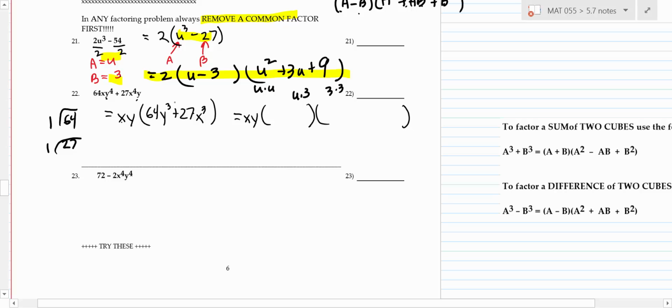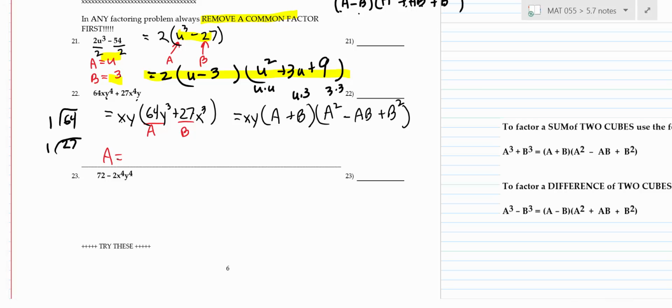This is a sum. So the sum formula goes A plus B times A squared minus AB plus B squared. Okay, so you're going to use that formula. So here's the key. All right, we need to figure out what A is. And we need to figure out what B is. So let's make sure we have that down. Okay, what would A be? What do you multiply out 3 times that gives that? 4y. What would B be? 3x. Good. Okay, you got to do that kind of backwards multiplication.